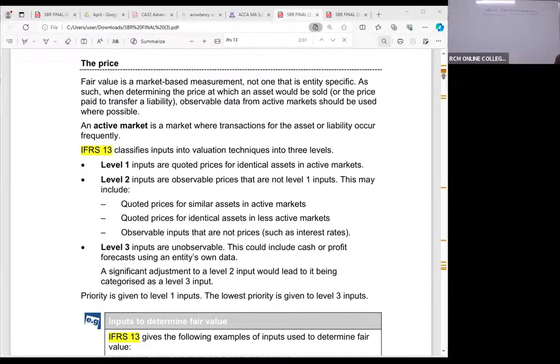So if it's a unique asset, then you have to use what we call level 3 inputs. Here inputs are unobservable. There is nothing really quite identical or similar to the Holy Family Basilica that you can use. So the level 3 inputs are unobservable. This could include cash or profit forecasts using an entity's own data.